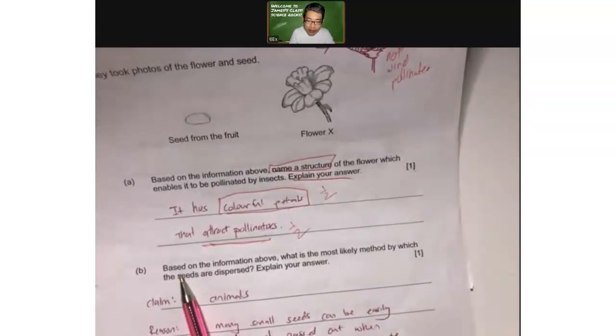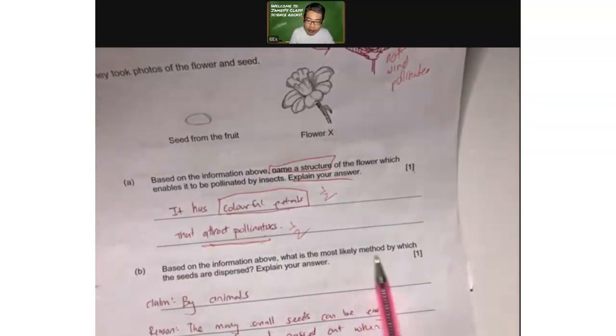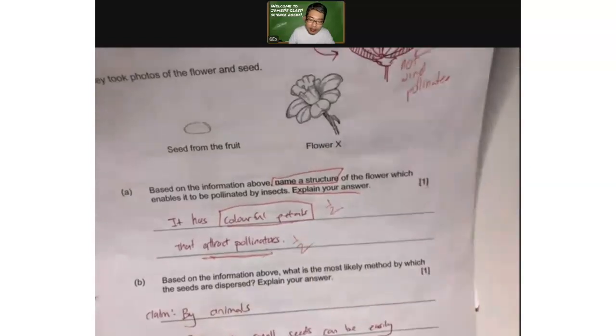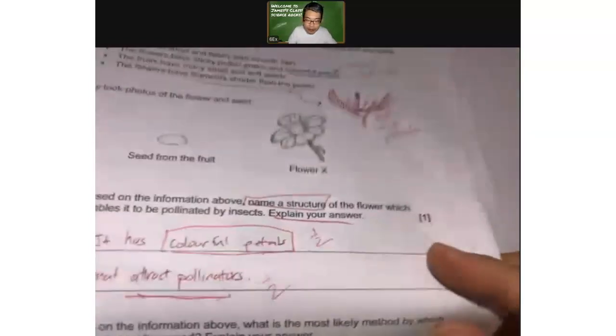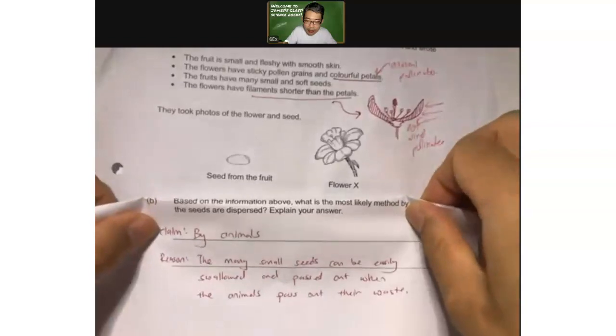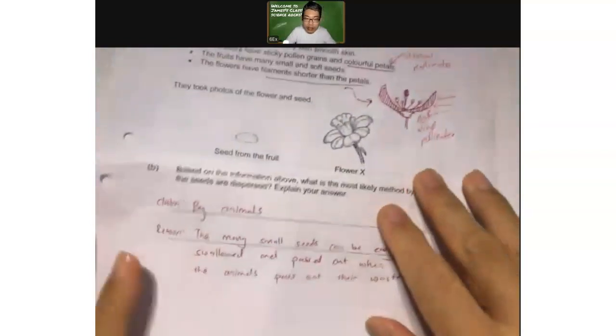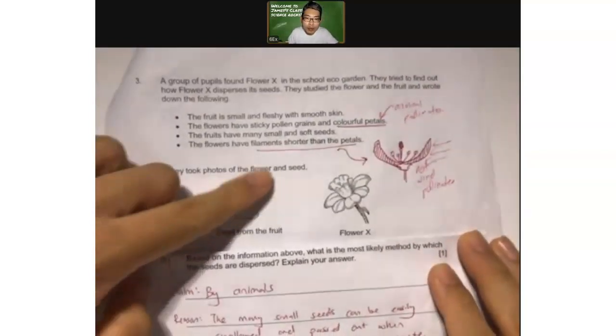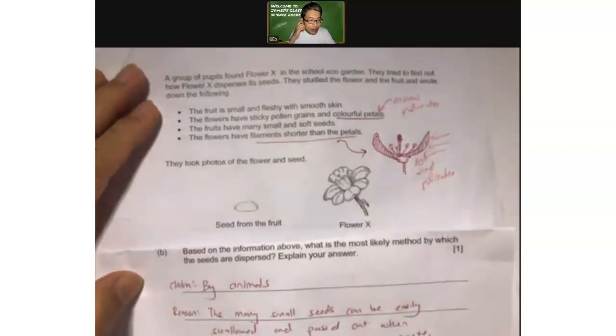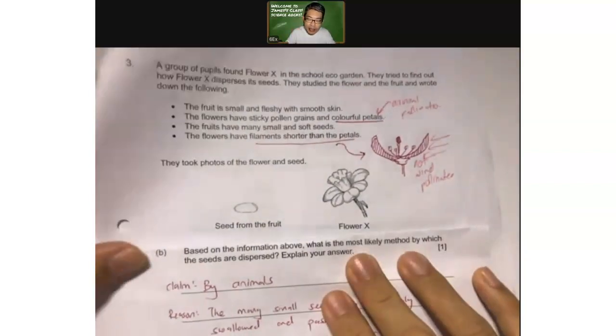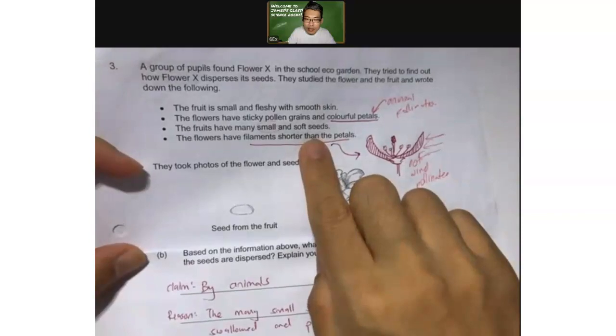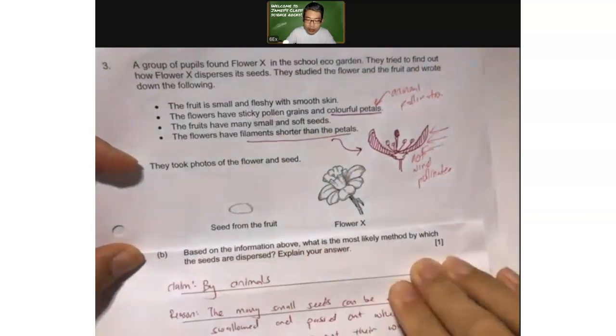Next, based on the information above, which is the most likely method by which the seeds are dispersed? How about dispersal, right? So here we must look at the seed and the description here. The seeds are small. Usually they talk about small and hard or indigestible seeds. But in this case here, the word indigestible didn't come up. It was just small seeds. So I'll talk about small, right?